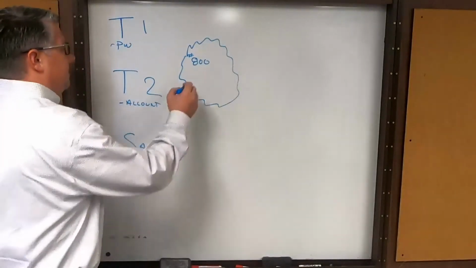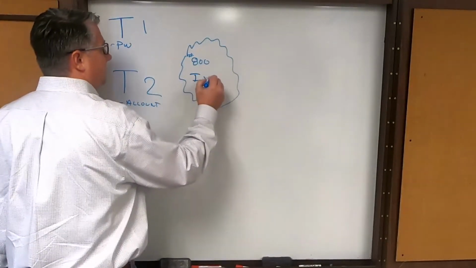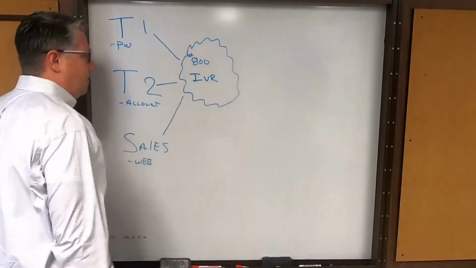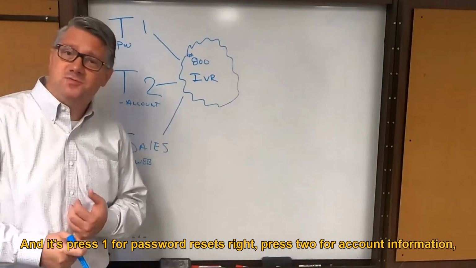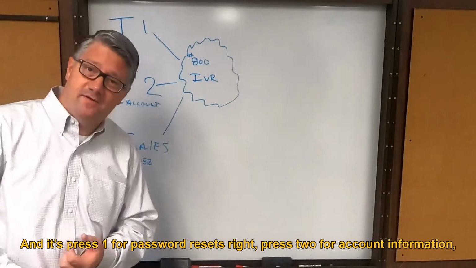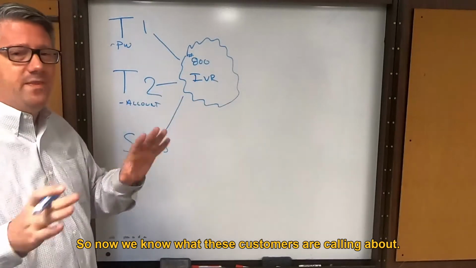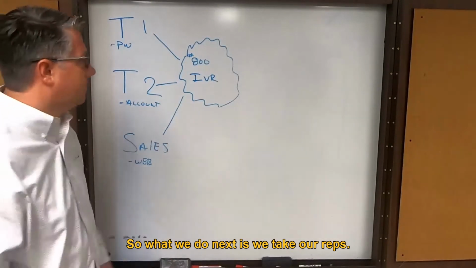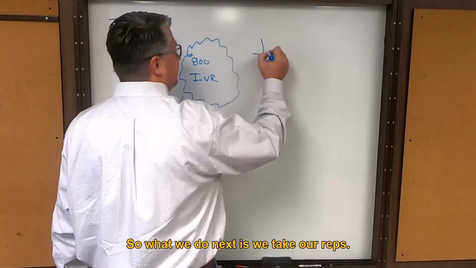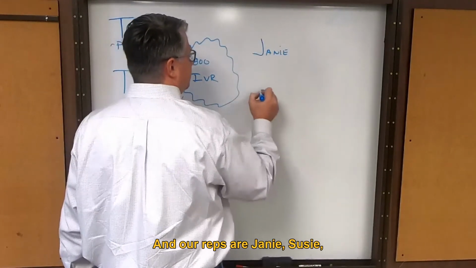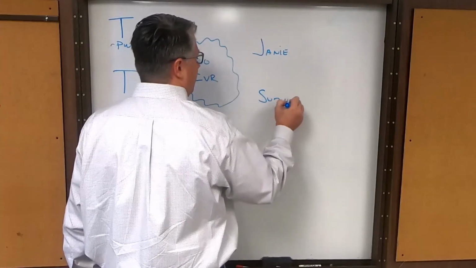But most companies just come into an IVR, right? So these 3 calls are coming in. And it's press 1 for password reset, press 2 for account information, press 3 for sales, right? So now we know what these customers are calling about. So what we do next is we take our reps. And our reps are Janie, Susie, and Bill.